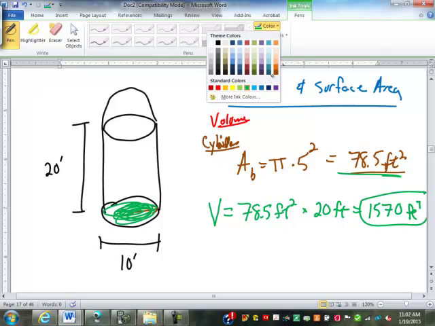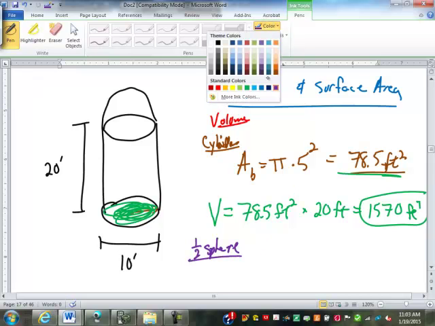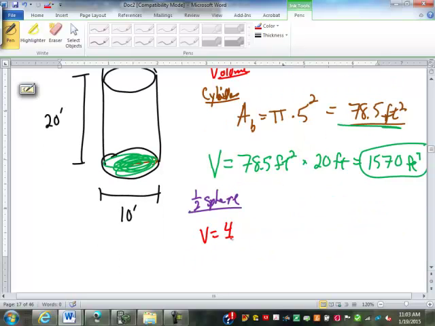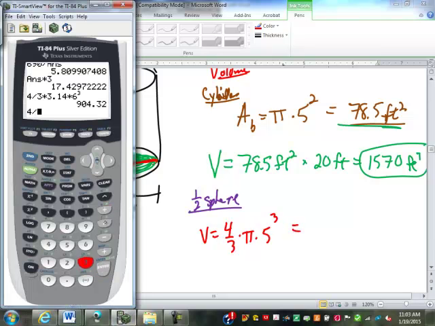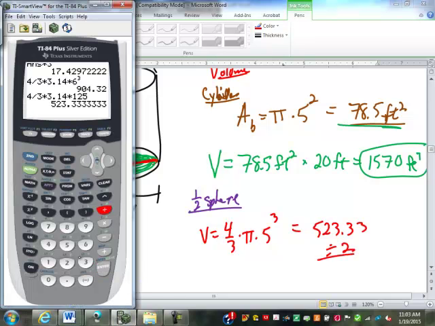Okay. Well, now we need the volume of the half sphere. To do that, just like finding a half circle, we find the whole sphere. Its volume is going to be 4/3 times pi times, what's the radius going to be? 5 feet. So 5 cubed. So 4 divided by 3 times 3.14 times 5 cubed. 523.33. Divided by 2 because it's only half a sphere.